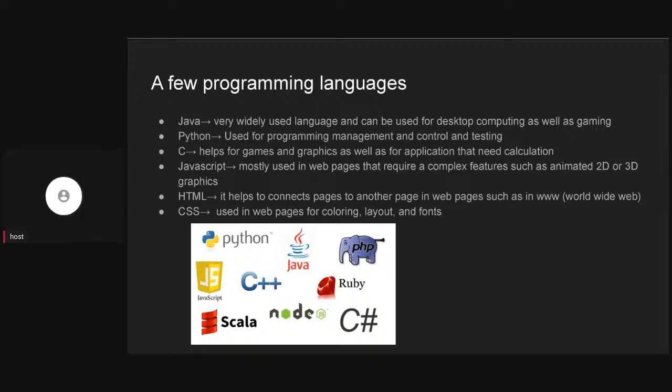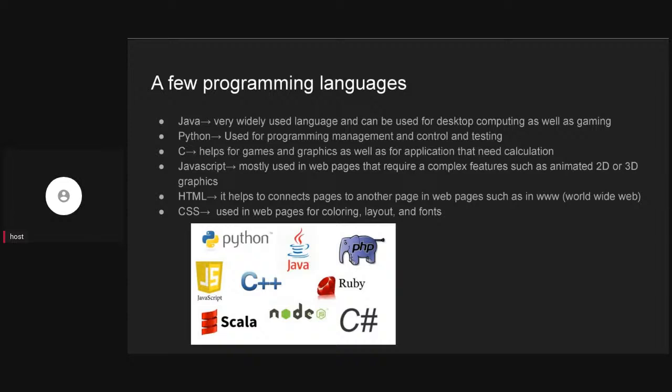C. C is also a type of language and helps for gaming graphics as well as for applications that need complex things that need huge calculations. You use C.